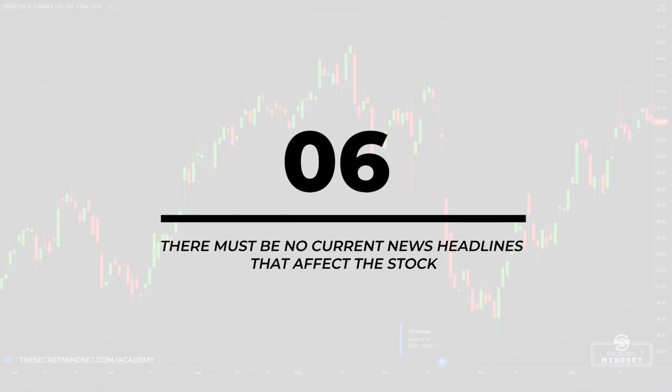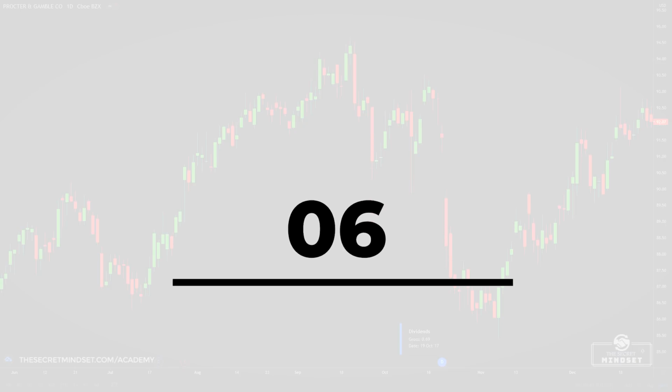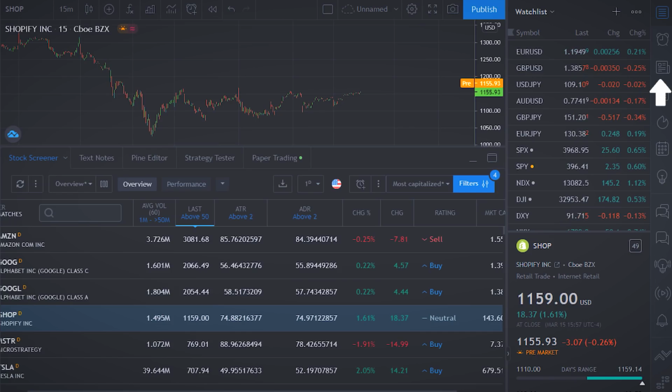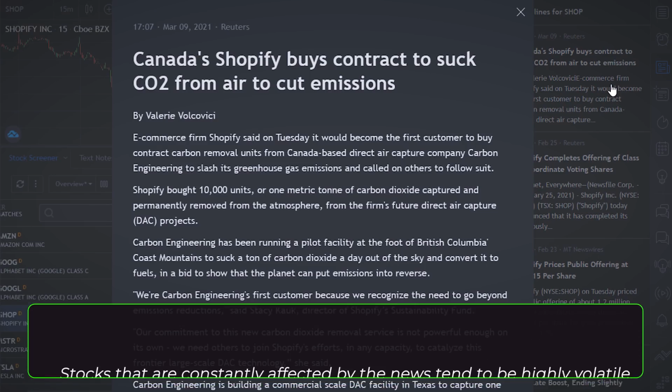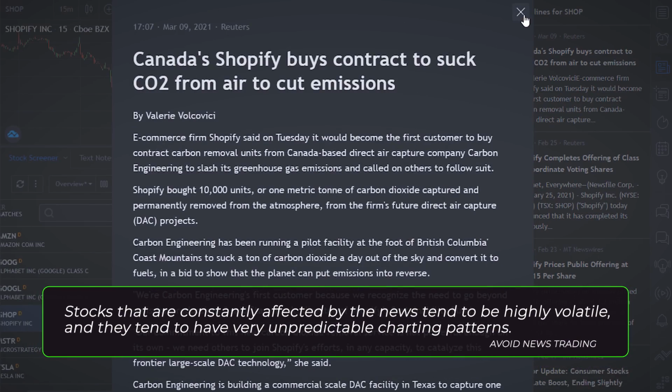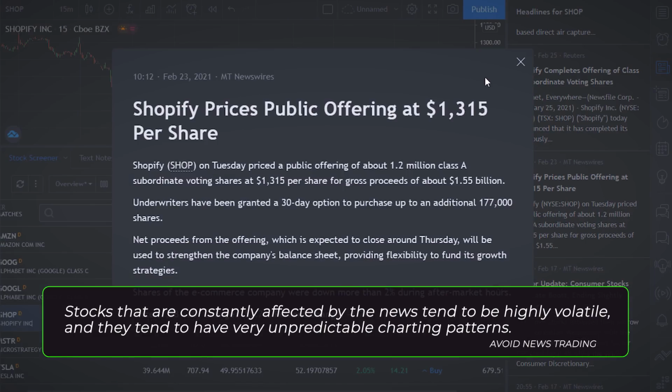Next, there must be no current news headlines that affect the stock. If your stock is constantly in the news headlines due to a major economic issue taking place, then don't trade it, wait it out. Stocks that are consistently affected by news tend to be highly volatile, and they tend to have very unpredictable charting patterns.